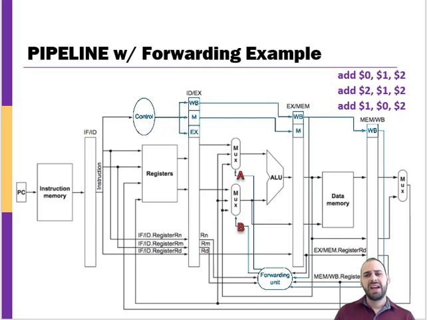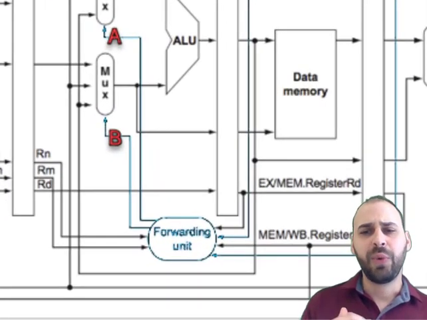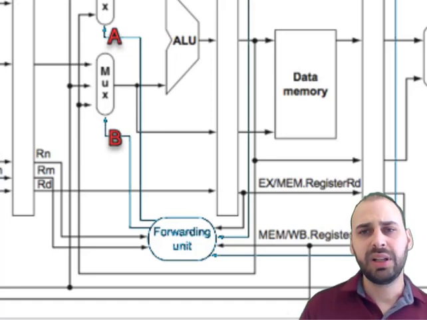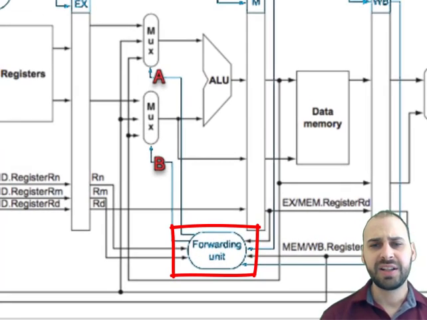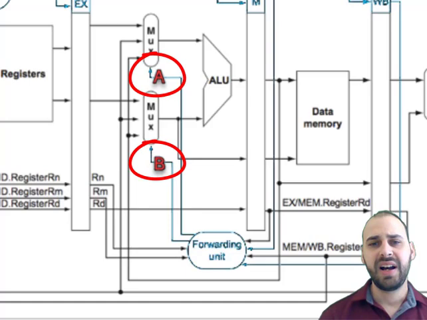I want to bring your attention to this forwarding unit. Notice it's in blue, indicating that it's a control unit, and we've got these 2 control signals that are going to control 2 multiplexers in the execute stage, stage 3 of the pipeline. We have what's labeled as A, often referred to as the control signal forward A, and then control signal B, often referred to as forward B.